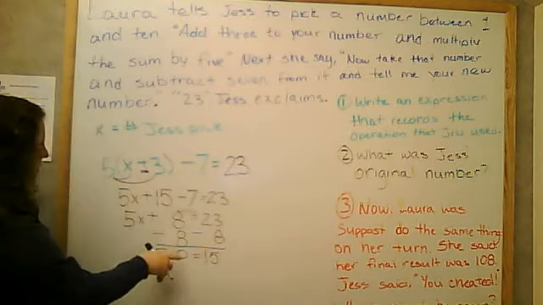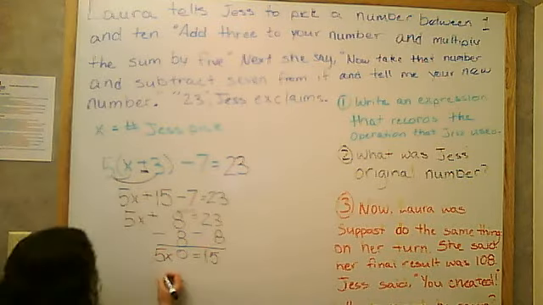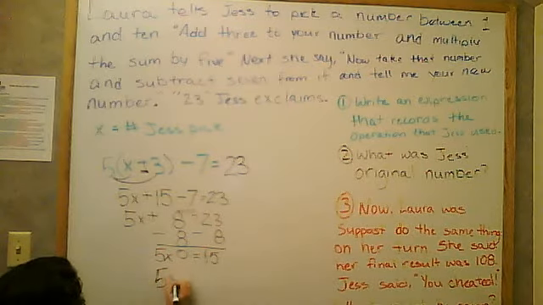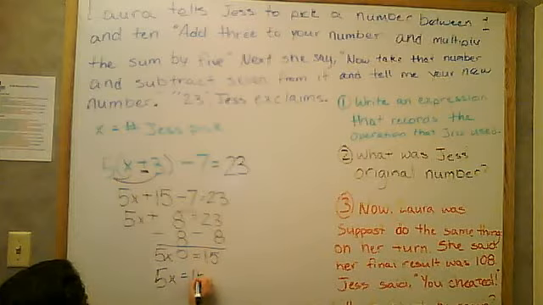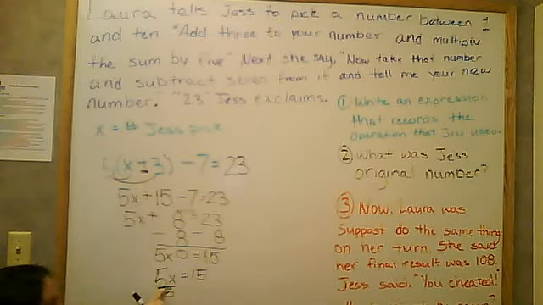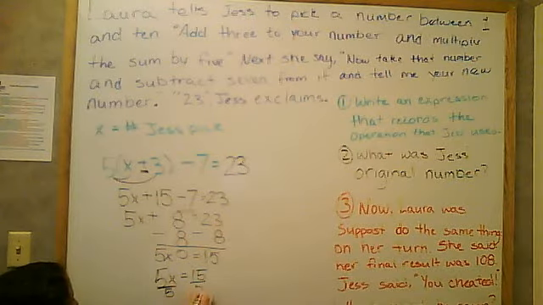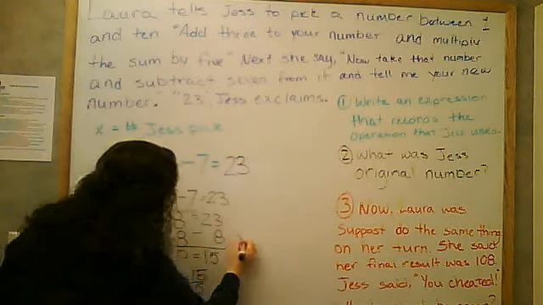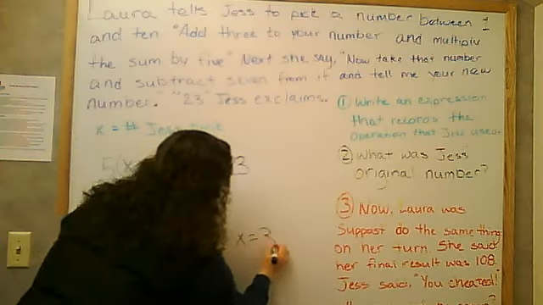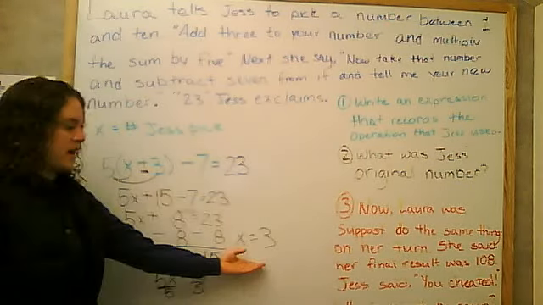Well, let's clean this up a little bit. It looks kind of messy. So now we'll go 5x equal to 15. We divide both sides by 5, because division undoes multiplication. And over here, we're going to get x equals 3. Okay, so here we know that x equals 3.